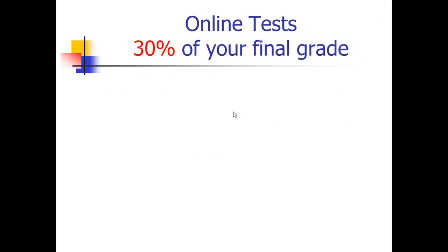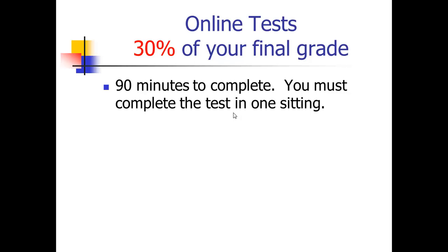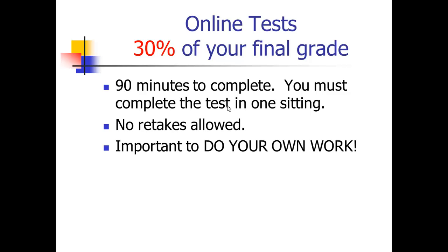30% of your final grade comes from your online tests. You have 90 minutes to complete your test, and you must do it at one sitting. The material in this course is not evenly balanced between the 4 tests, so some tests will take longer than others. There are no retakes allowed. Partial credit may be assigned by your instructor within a week of the deadline.